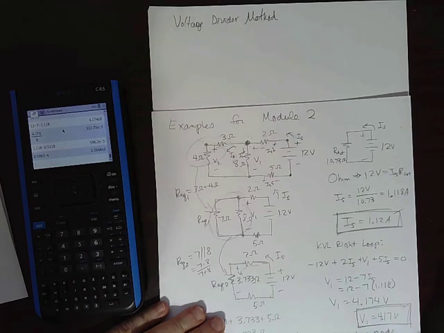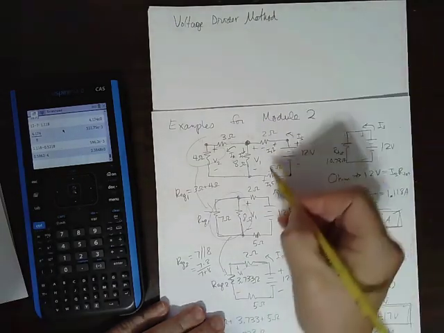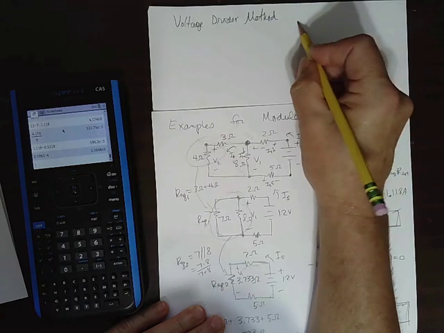Okay, so let's start by redrawing our circuit for the voltage divider idea. And so let's redraw it with the source out here.